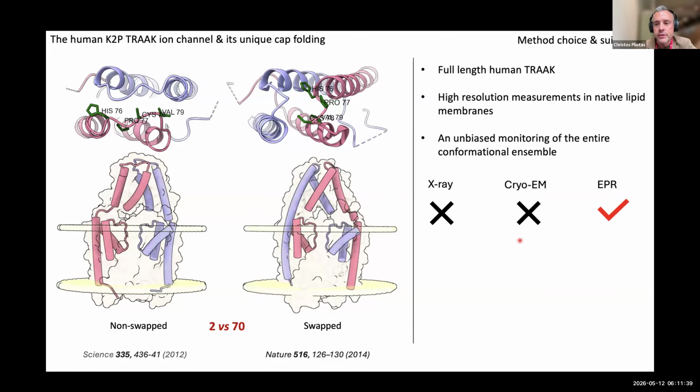So for that, we wanted to do a full-length human TRAAK. All the X-ray and cryo-EM constructs used for all these structural studies have truncated the C-terminus domain, which interacts with the cytoskeleton, limiting function. Also, we wanted to work in native lipid membranes, and for this purpose, we used detergent-free SMA methodology. And we wanted to do unbiased monitoring. What does this mean? Most of these structures, the vast majority, have used state-locking antibodies. We would not want to induce any bias. We wanted to monitor entirely unbiasedly the entire sample and see what is out there.